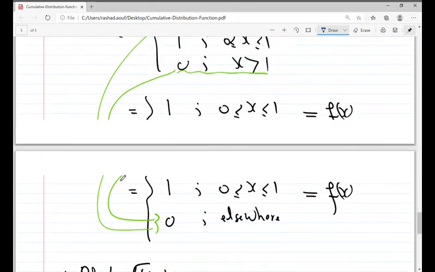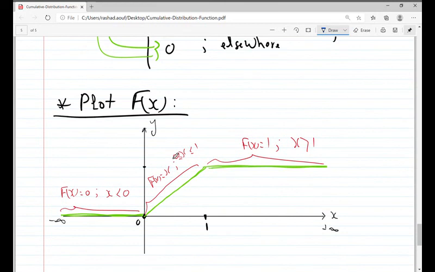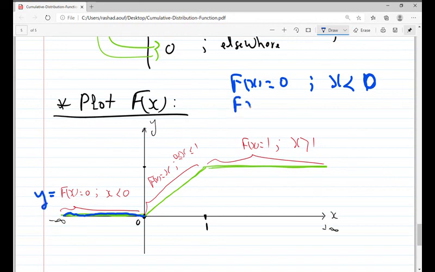Now I will end this video with how to plot the function. Since it is a continuous random variable, all the lines must be connected, because it's a continuous function. As obtained before, F of x is equal to 0 for x less than 0. So for x less than 0, from 0 to minus infinity, I have F equal to 0, which means y equal to 0.